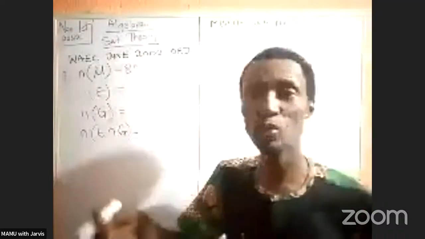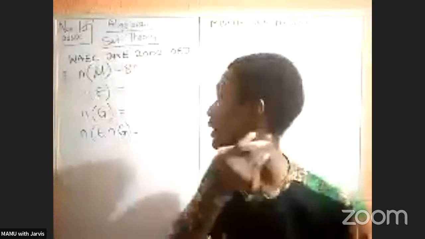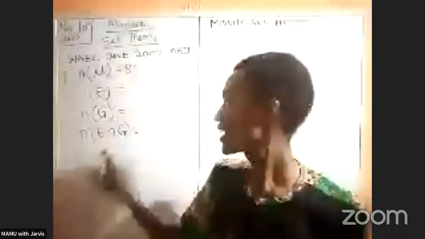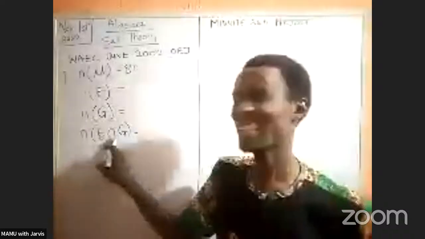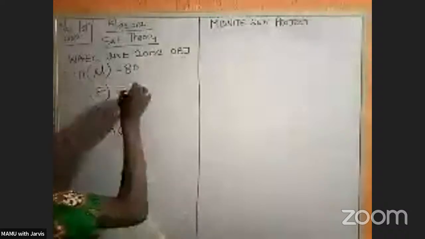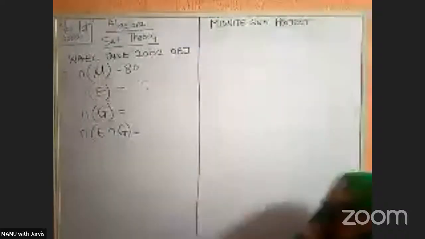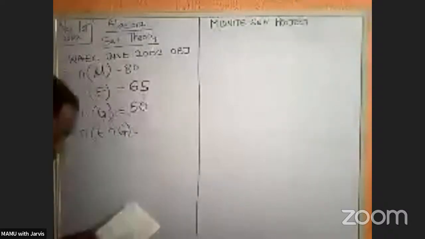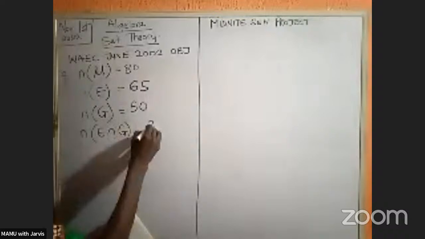I was saying that the first letter of the word is what we use to represent it. G will be geography, and E N G will be what? Will be economics. This N is not actually N, it's E intersection G. If there are 65 students studying economics, I have 65 students and I have 50 students studying geography. How many students are studying both?